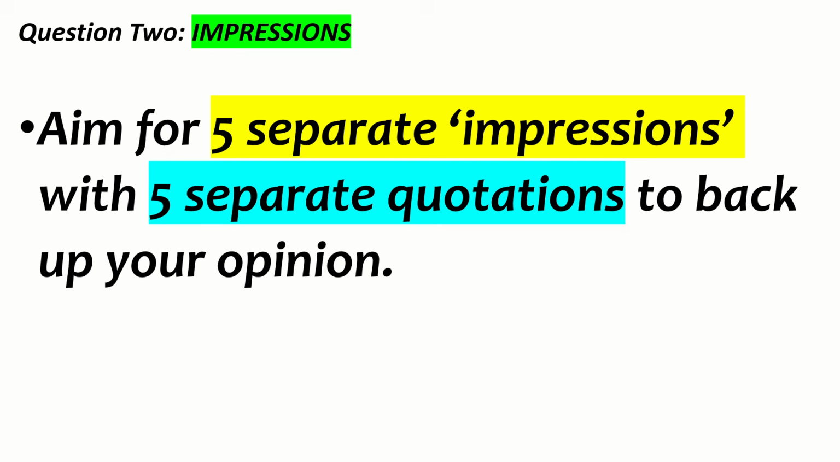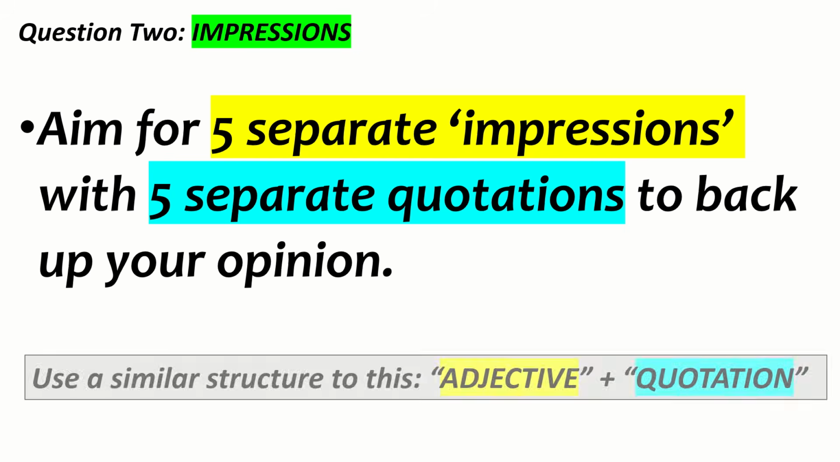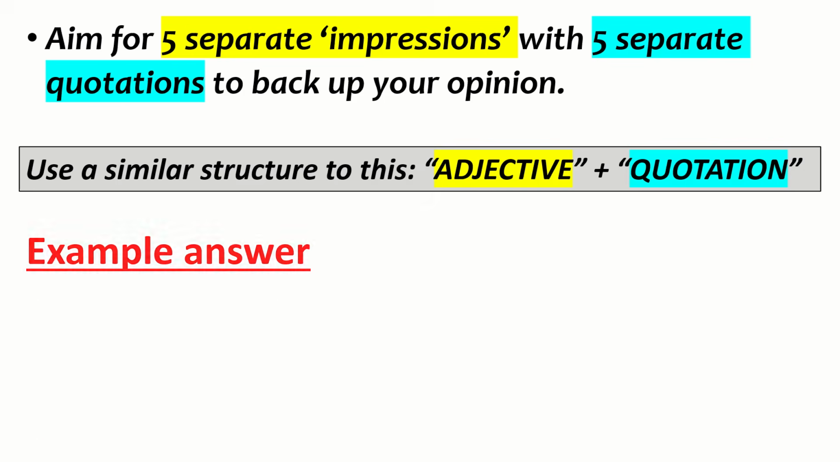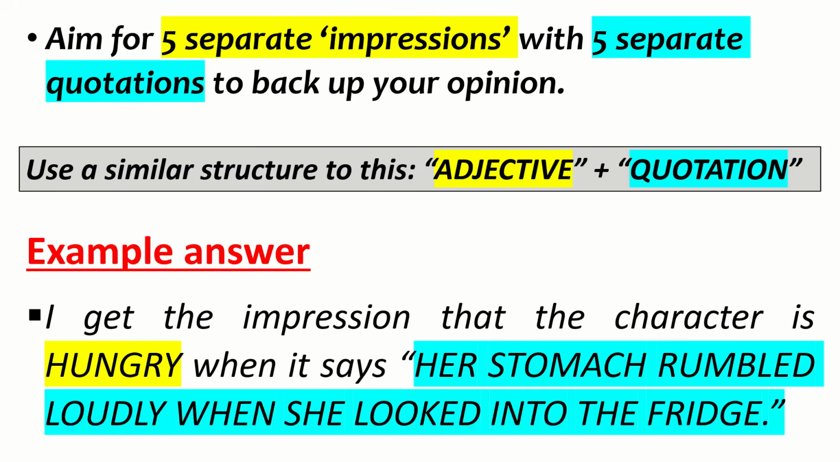So for this question, you're looking for 5 separate impressions with 5 separate quotes to back it up. A common mistake students do is they do 1 impression with 5 quotes about that. So I would do 5 separate impressions with 5 separate quotes, and the impression is normally going to be an adjective. So in this example, I've said the girl is hungry. That's my adjective. And then the quote to back it up is her stomach rumbled loudly when she looked into the fridge.